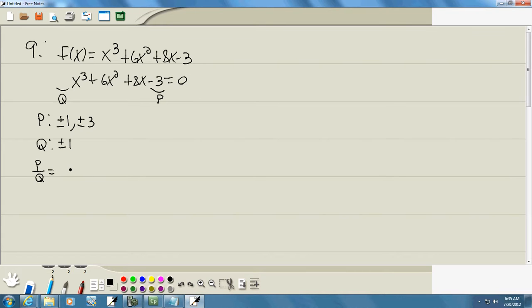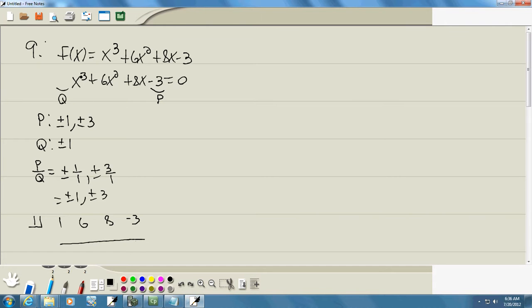Now our possible answers are going to be p over q. So we're going to take each value of p and put it over the q. So we got plus or minus 1 over 1 and plus or minus 3 over 1. Well, 1 over 1 is 1, so we got plus or minus 1. And 3 over 1 is 3, so we got plus or minus 3. So those are our 4 possible answers. Well, what we're going to do is we'll start with the first one, positive 1, and we'll plug it into synthetic division and see if that's one of our answers.